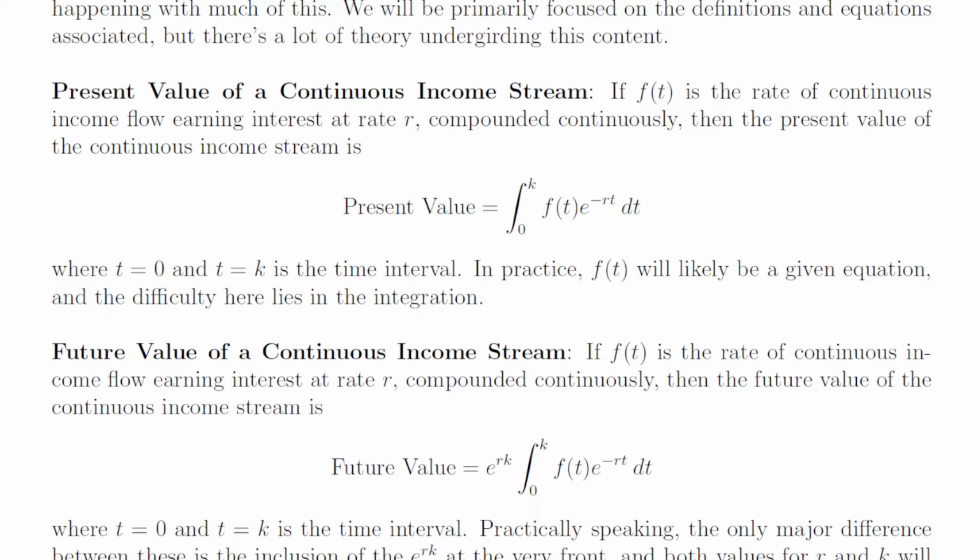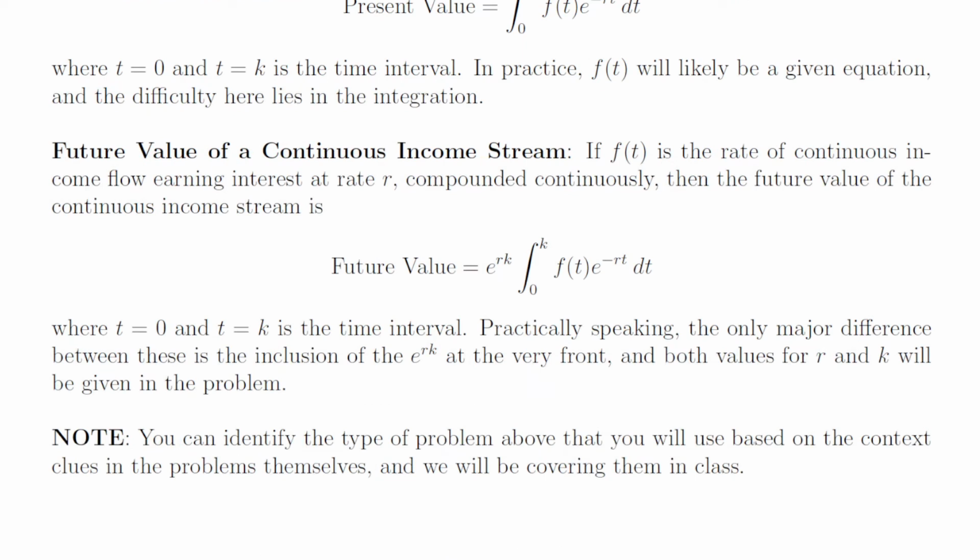But if you have a function which is a rate of continuous income flow earning an interest rate r, compounded continuously, the present value of the continuous income stream is going to be the function times e to the minus rt dt, between 0 and k. That k value is in the context of the problem, so they'll usually say over the next, say, 15 years. K would be 15 in that case. Or over the next 6 years, it'd be 6, right? That's the important thing to keep in mind.